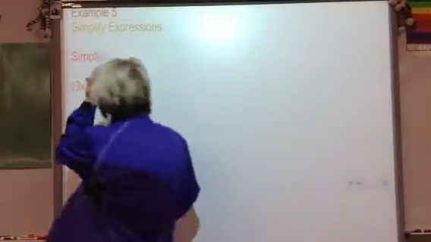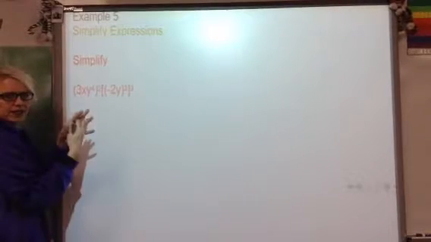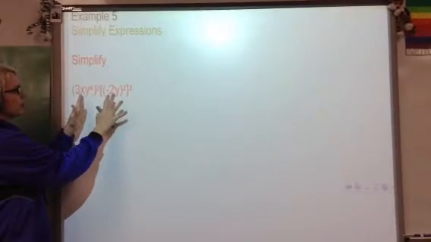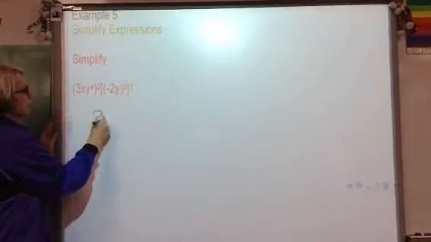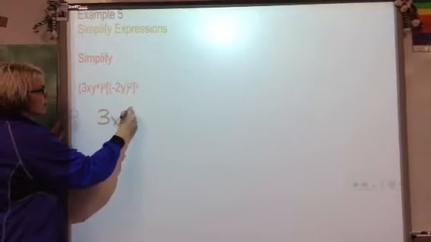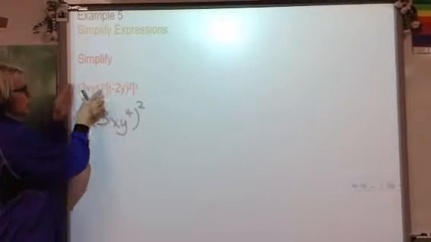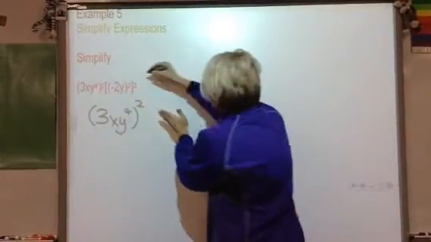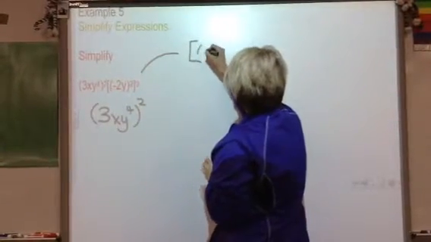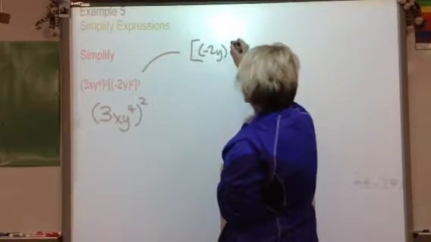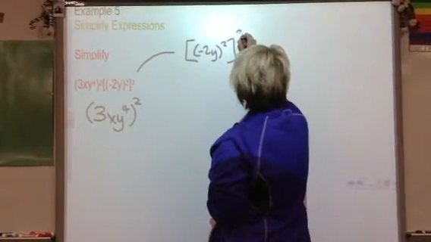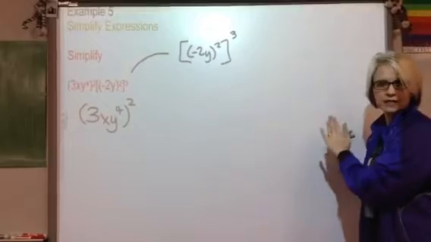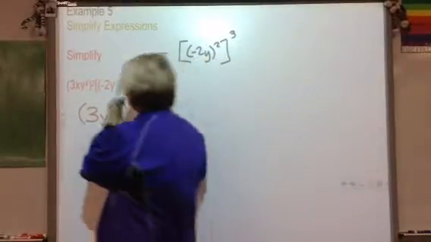Now the last thing that we're going to talk about is when we put everything together. So this is going to have a little bit of everything in it. As you could look here, I have 3xy to the 4th, all of this squared. So I'm going to work to simplify that first. And then over here, I have this negative 2y squared, all of this cubed off to the side. We'll end up putting this all together.